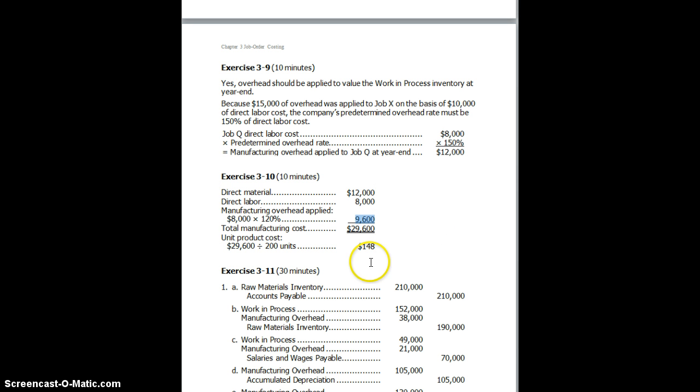When we add these three figures together, the direct material, direct labor, manufacturing overhead, we get a total manufacturing cost of $29,600. So total manufacturing cost, $29,600. There were 200 units in job number 413. We take that total manufacturing cost of $29,600 divided by 200 units, and we come up with $148 per unit. This does it for our discussion of exercise 3-10.